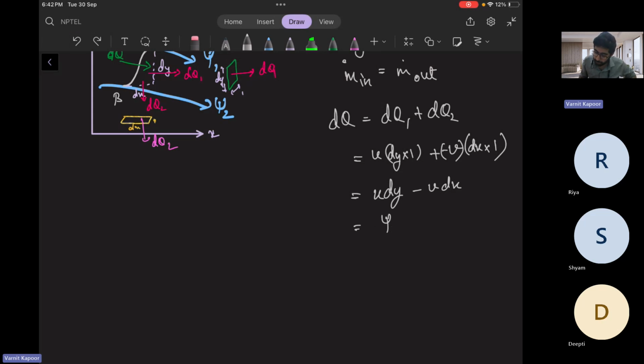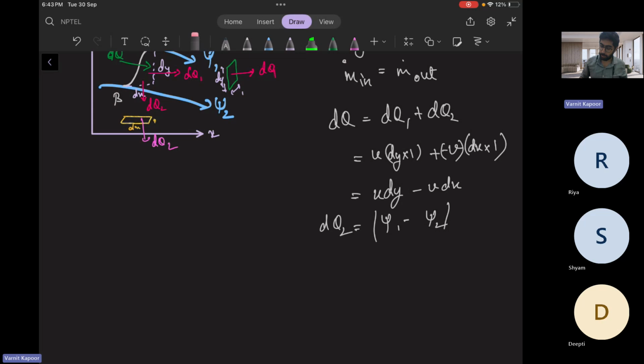negative of psi 1 plus positive of psi 2, or whatever, you can write in the mod form, that is nothing but mod of psi 1 minus psi 2. That is your discharge. Okay, all right.